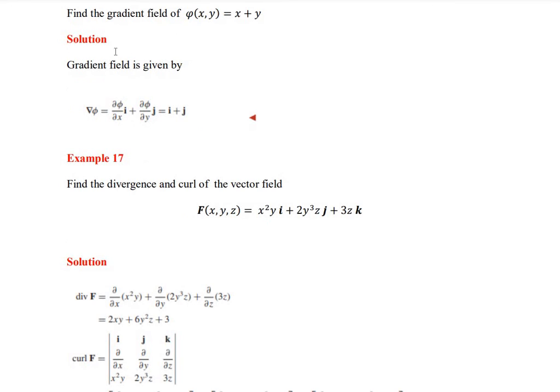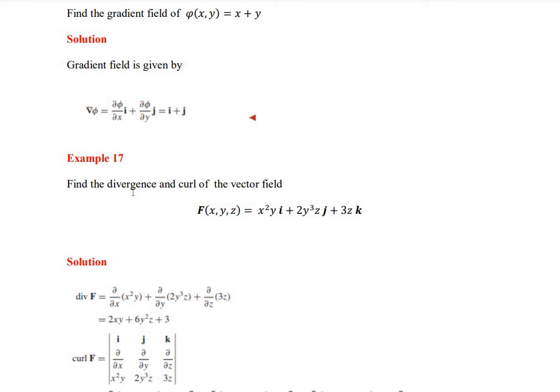Next question. Find the gradient field of phi of xy is equal to x plus y. So therefore the gradient function is del phi, that is dou phi by dou x i cap plus dou phi by dou y j cap. That's equal to i cap plus j cap.